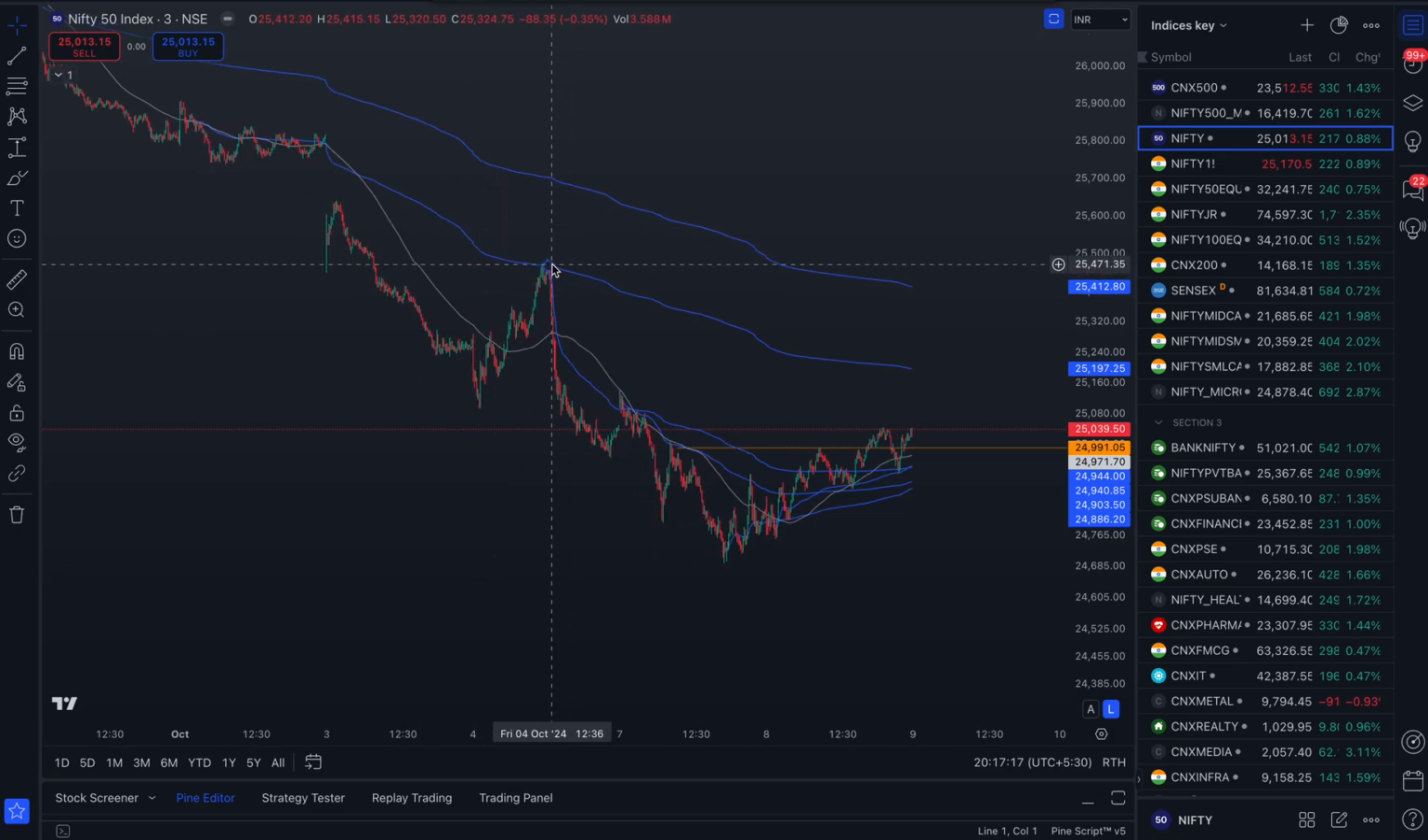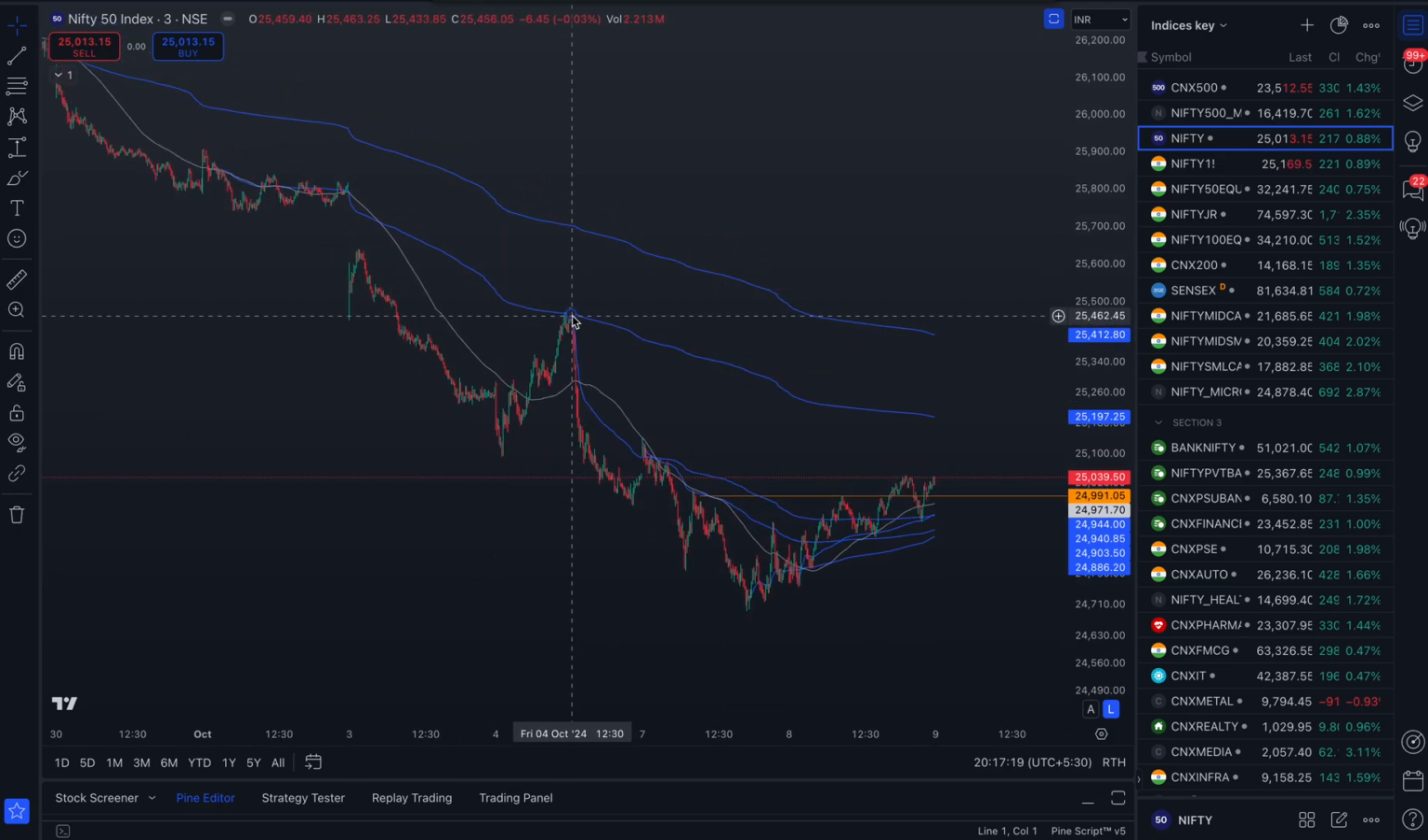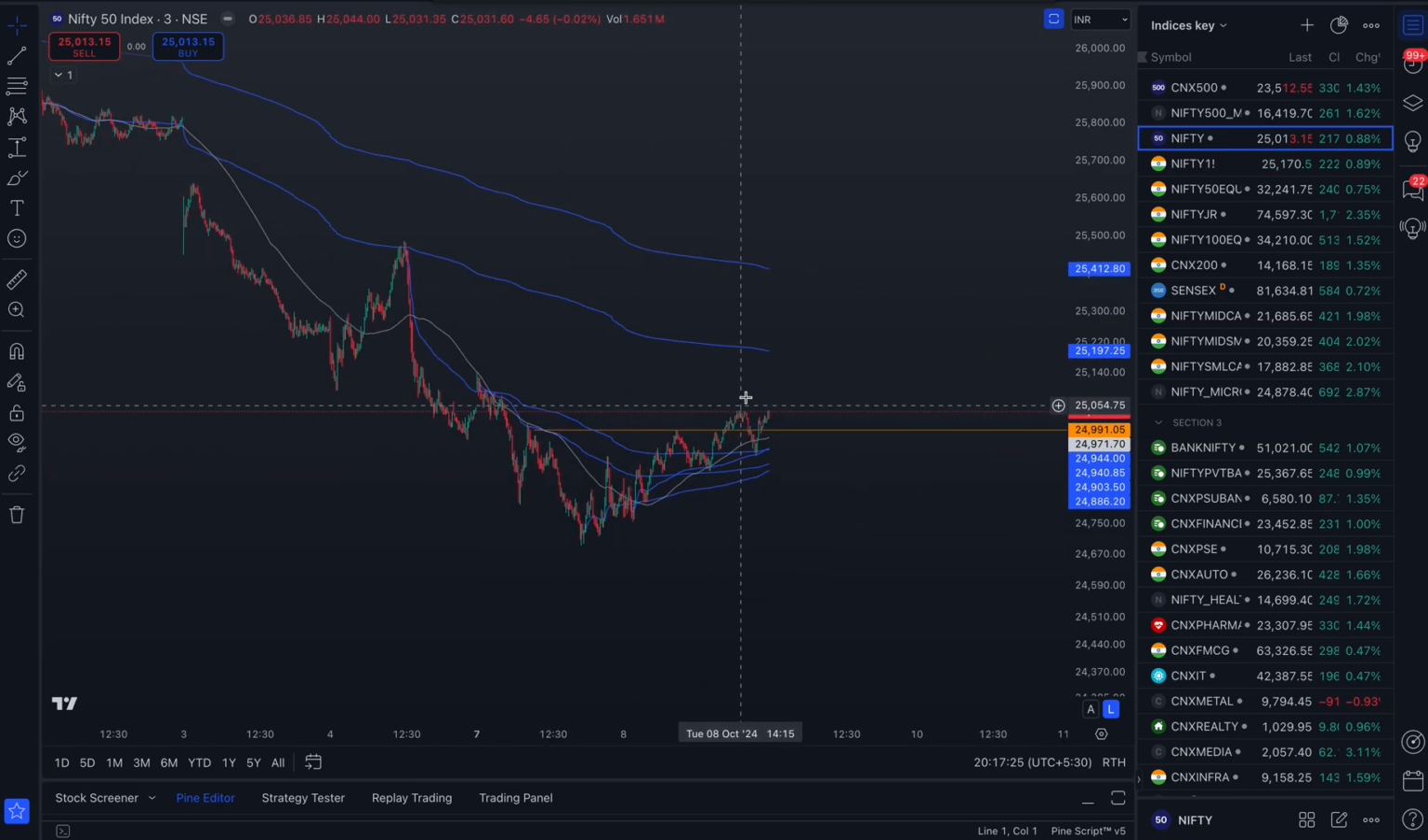Even here when this was happening, one could have anticipated that this is a very strong area. Similarly, it can come here too. I'm not saying it will not come. So these are the levels of resistance one needs to look for.